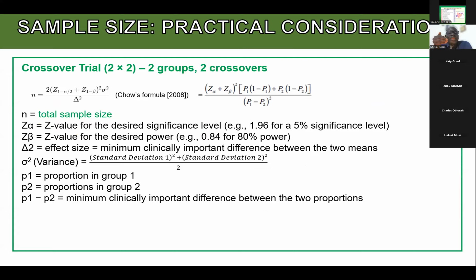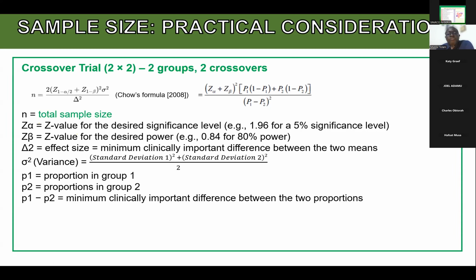Now, I earlier highlighted Z alpha being the significance level, and usually we use 95% confidence interval. The significance level read from the table is 1.96, and 80% power, which is the minimum power used for most trials, read from the table is 0.84.